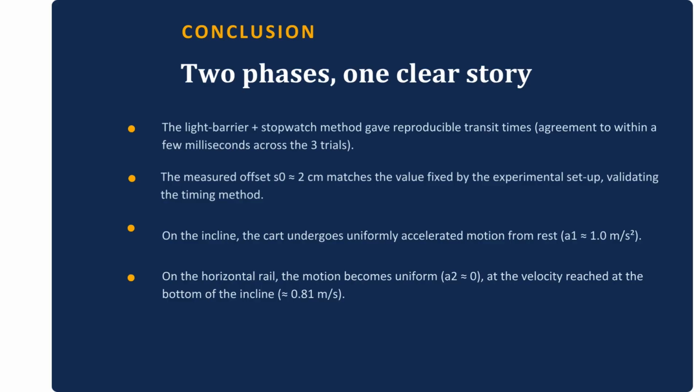On the incline, the car undergoes uniformly accelerated motion from the reset position, with a1 equal to 1 meter per second squared. On the horizontal line, the motion becomes uniform, a2 equals 0, at the velocity reached at the bottom of the incline, equal to 0.8 meters per second.